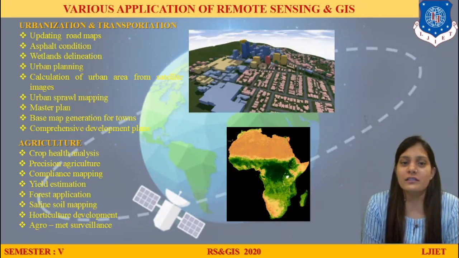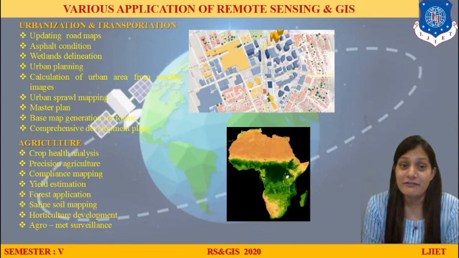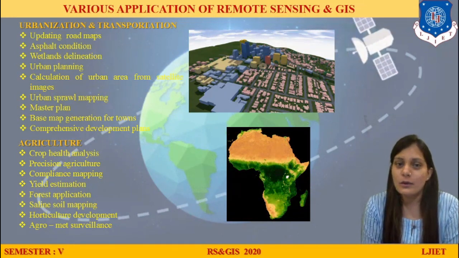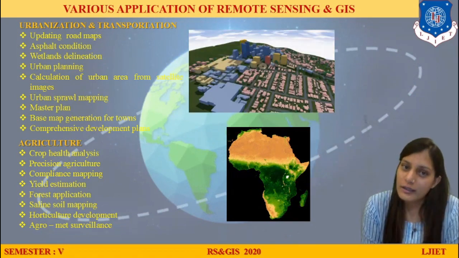Now looking further, you can see I have shown here the application in agriculture. Yes, the very first application we did of remote sensing was in the agriculture sector only, because we all know that India depends on agriculture for most things, right?